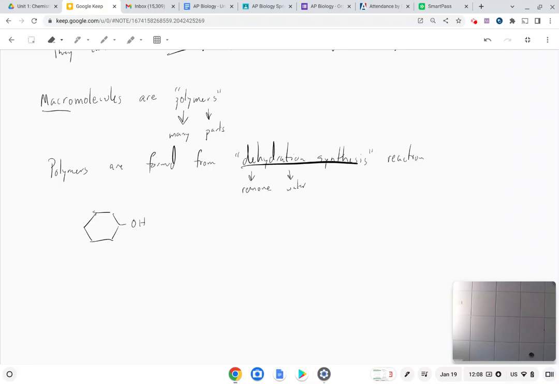So what if you took two glucose molecules and put them next to each other? Will they react with each other? Will they connect? The answer is yes, if the conditions are right.